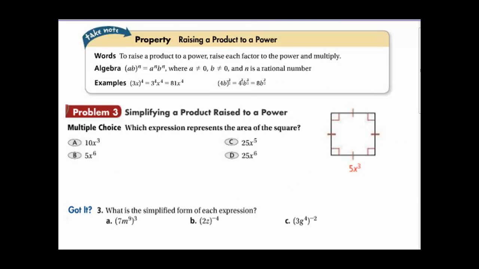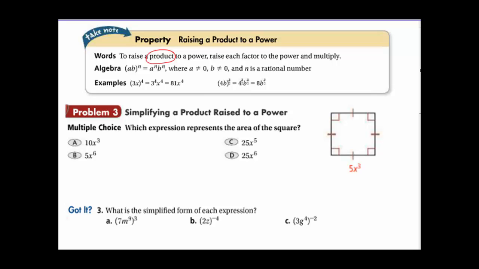All right, so let's look at another property we can use. Raising a product to a power. To raise a product to a power, we need to raise each factor to the power and multiply. If we think of the word product, product means we're multiplying two things together. So if we look at the algebra way of writing this, if we had a times b, all raised to the nth power, we will simplify this by saying a to the n times b to the n.